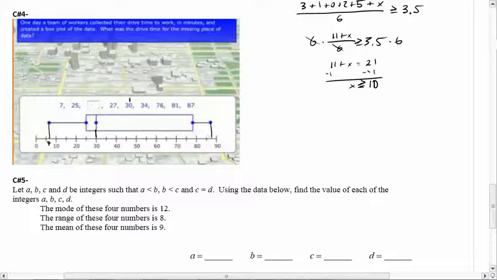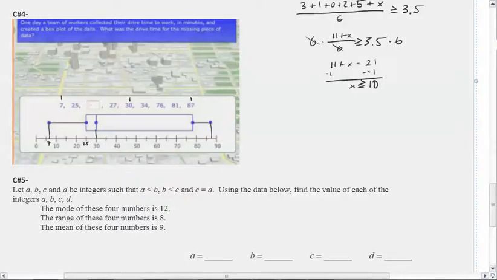I've got my maximum here at 87. So where are the other numbers coming from? Well, this number right here looks like it's right at 25. This number right here is right about 75, maybe 78.